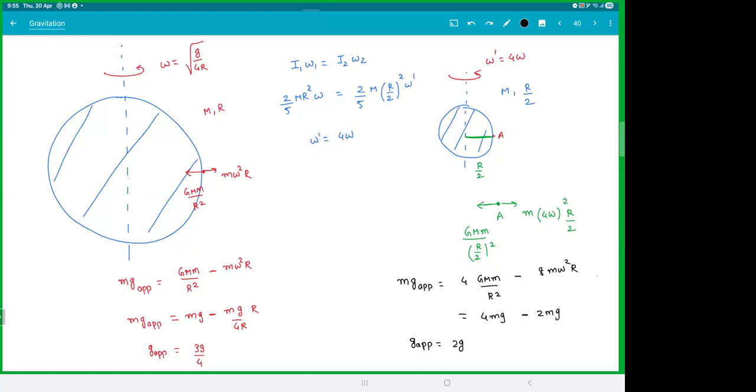Clear ना हो गया? Arya, Ishman, Tanishka, Utsa. You all need to keep your cams on.